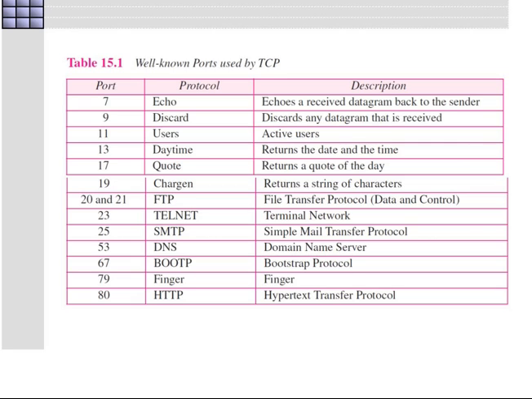Now there are several ports which are well known and are used by TCP. Very important and very well known is the HTTP port, which is port 80. Similarly, 53 is the port number for DNS in TCP, and then there are many other port numbers for this.